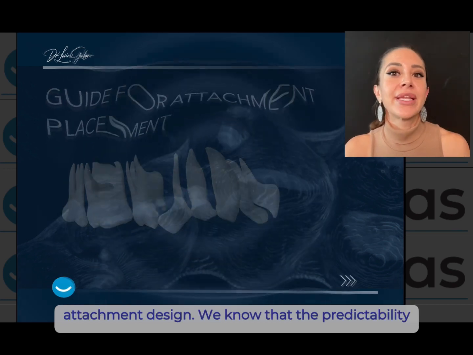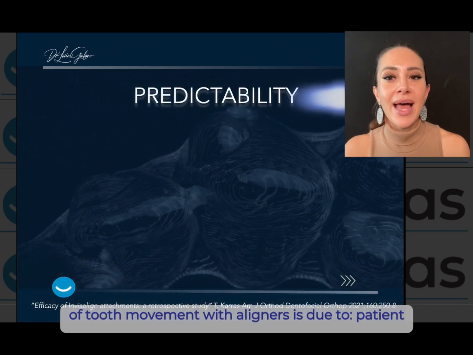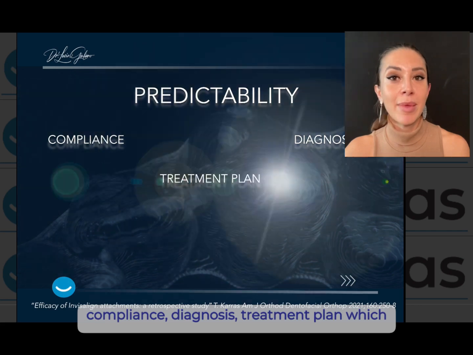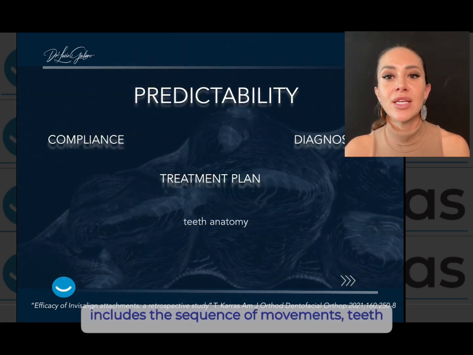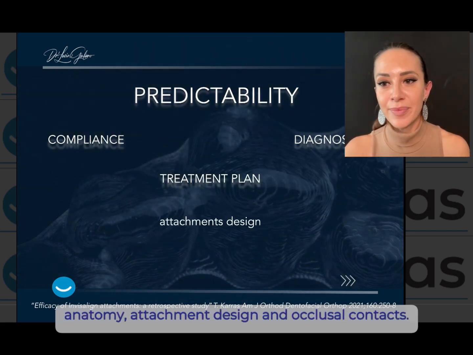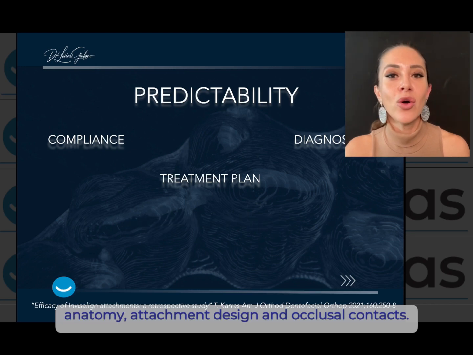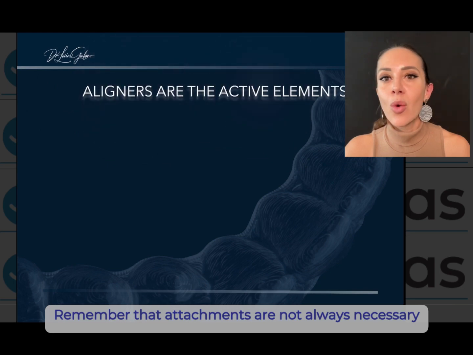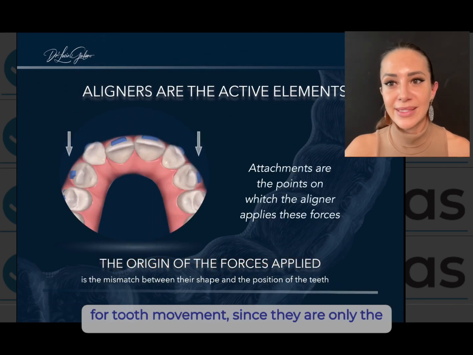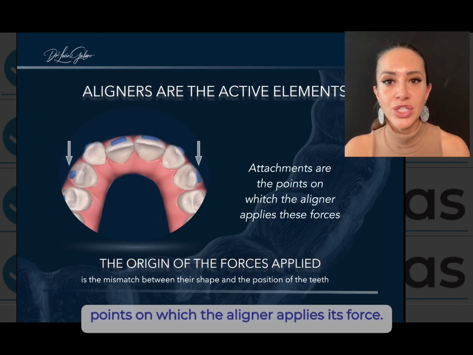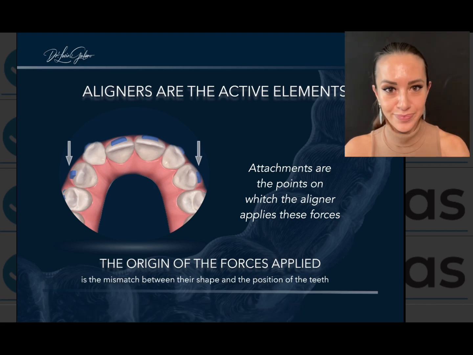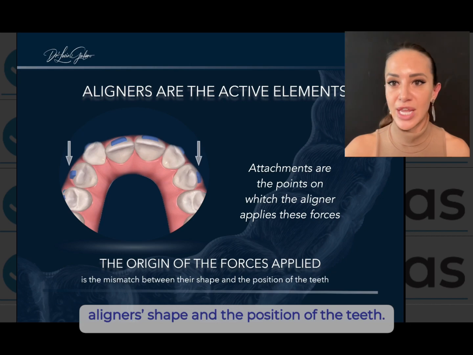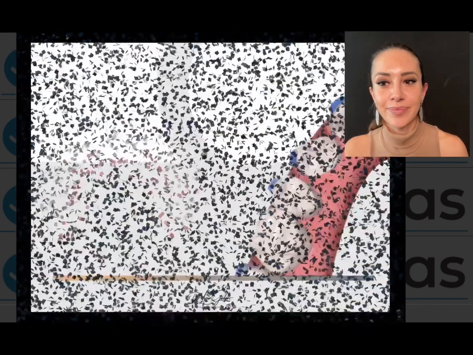We know that the predictability of tooth movement with aligners is due to patient compliance, diagnosis, treatment plan, which includes the sequence of movements, teeth anatomy, attachment design, and occlusal contacts. Remember that attachments are not always necessary for tooth movement since they are only the points on which the aligner applies its force. So tooth movement is due to the mismatch between aligner shape and the position of the teeth.